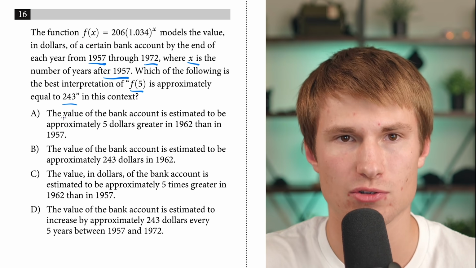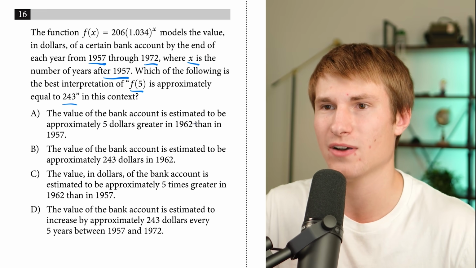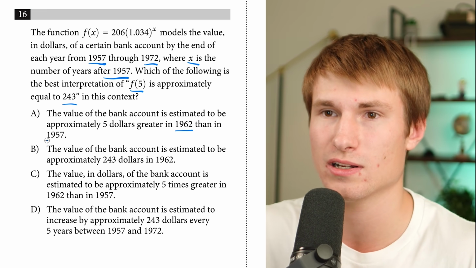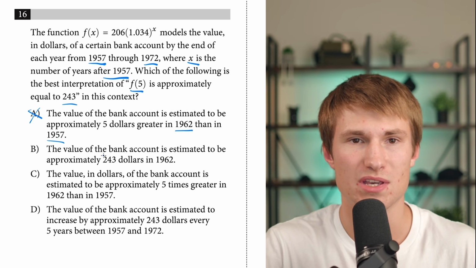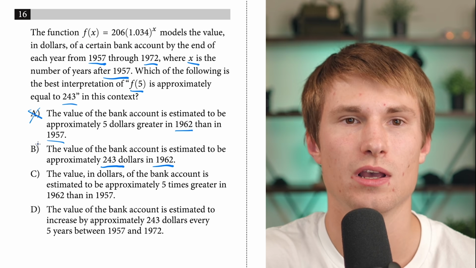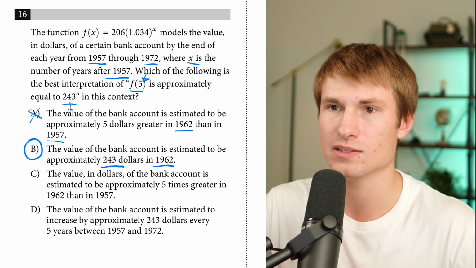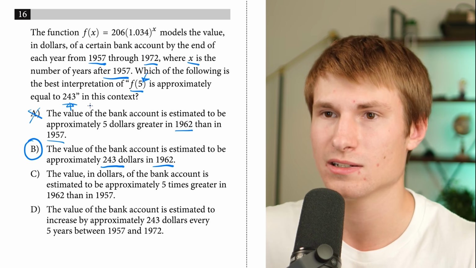Okay, so let's go ahead and find the answer choice that matches up with that interpretation. We have option A, the value of the bank account is estimated to be approximately $5 greater in 1962 than in 1957. No. B, the value of the bank account is estimated to be approximately $243 in 1962. Yes, 1962 is 5 years after, thus the f of 5, and it's equal to that $243 in value.